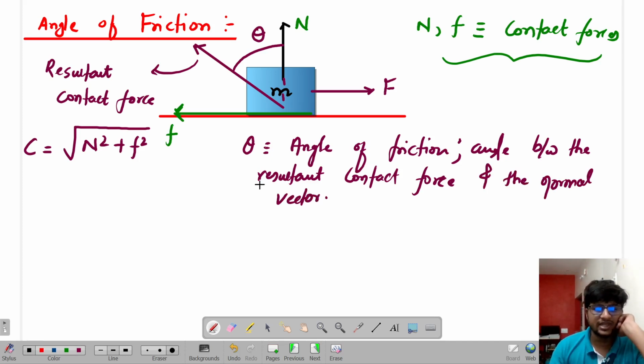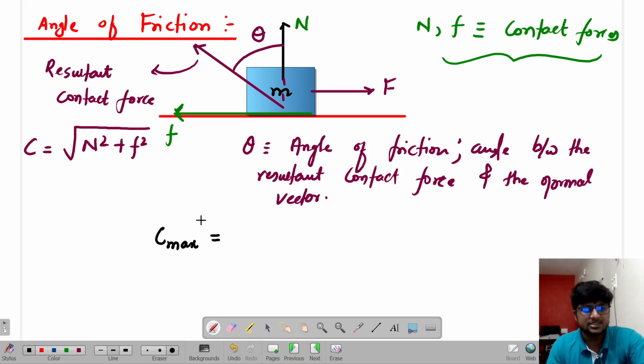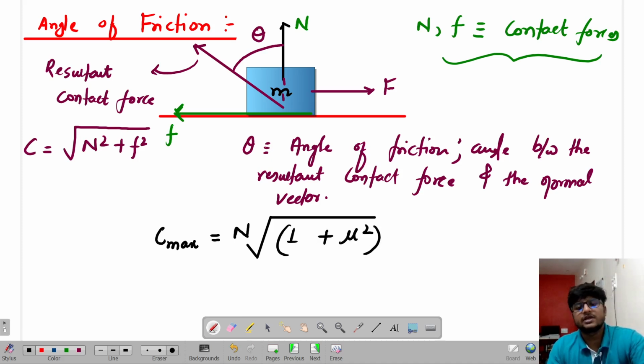Now, the idea is that this C value will have a maximum and a minimum value. You know that this frictional force can be equal to F and so on. The maximum value of this contact force is present at the limiting condition. At the limiting state, the frictional force is equal to mu n. So the maximum value of this contact force is simply equal to n into root over 1 plus mu s square. This is the maximum value of this contact force. Is that clear or not? Say something, yes or no? Are you able to get me?